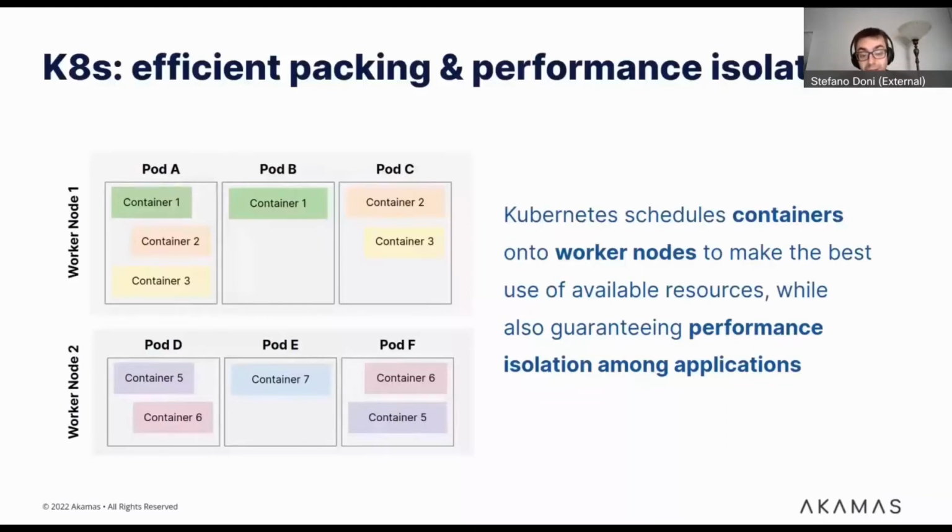But at the same time, it has built-in capabilities to ensure that those applications do not interfere with each other. So Kubernetes provides the capability to guarantee performance isolation among applications. That's the kind of capability the platform provides, the kind of promise that Kubernetes is making to application developers, which is very interesting and very compelling.